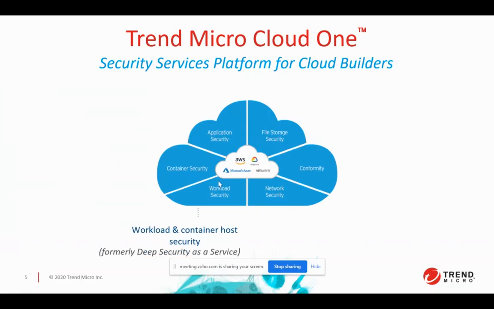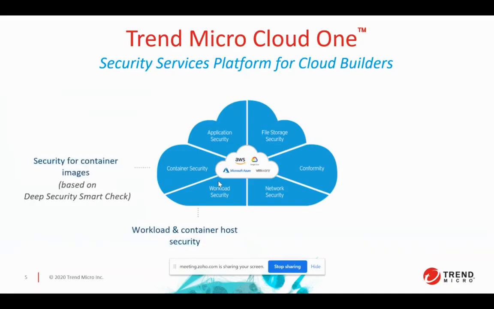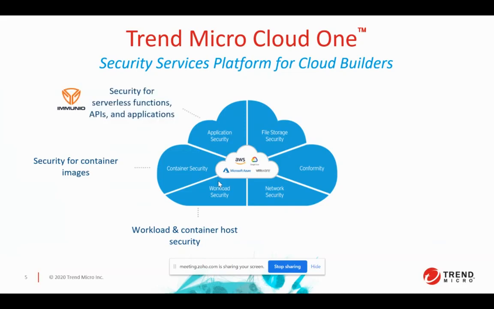Let's see these one by one. Workload and container host security, formerly Deep Security as a Service. Feature-wise, lots of enhancements have been made in workload security, and it now has a very good UI. Previously we had integrity monitoring, log inspection, and virtual patching, which are also covered in workload security now. Security for container images, based on Deep Security Smart Check, is now called container security. And application security, like security for serverless functions, APIs, and applications, will also be available, which will take care of cloud misconfigurations.